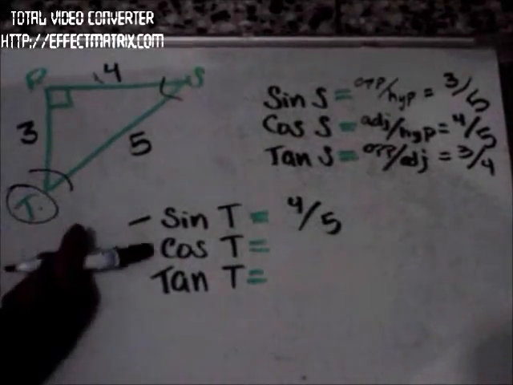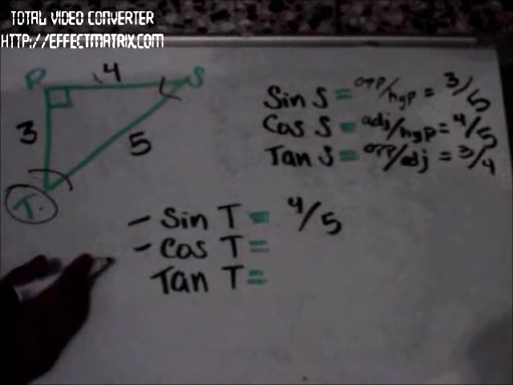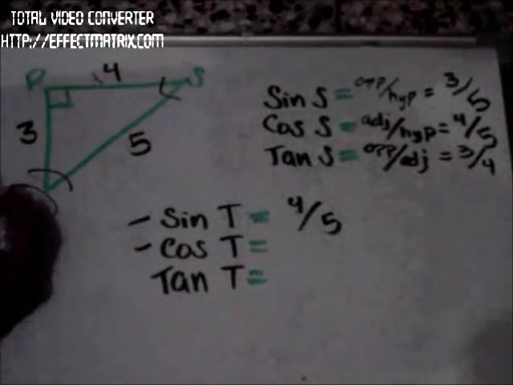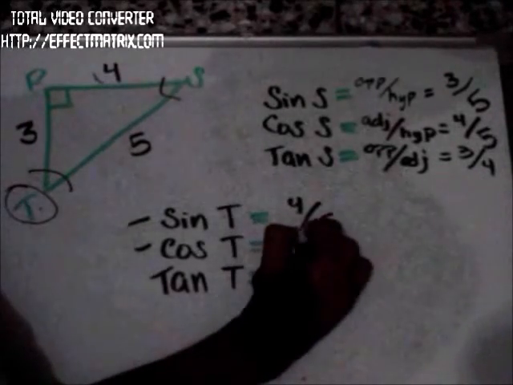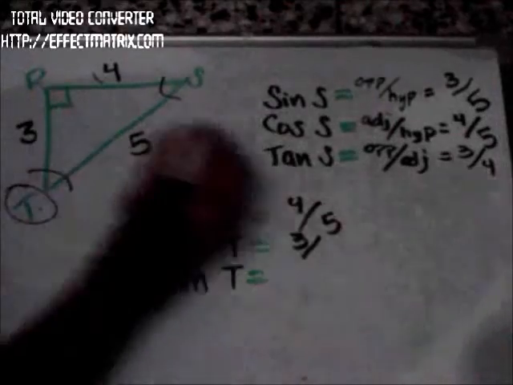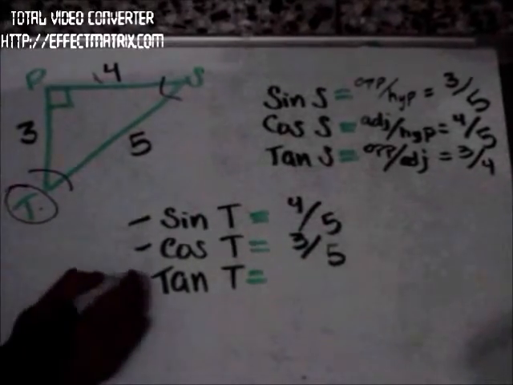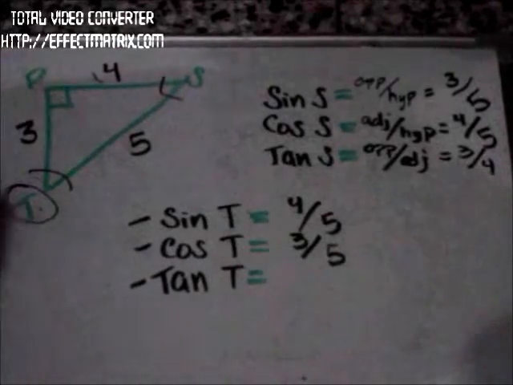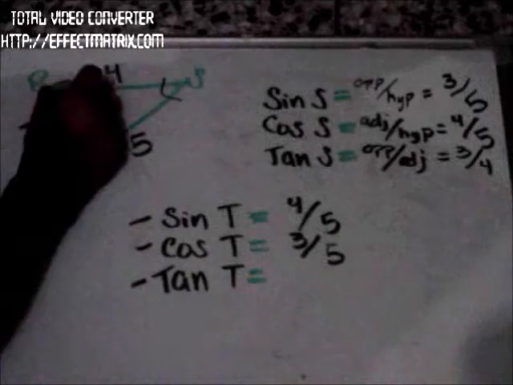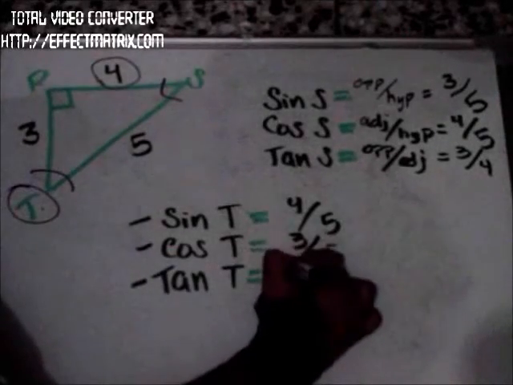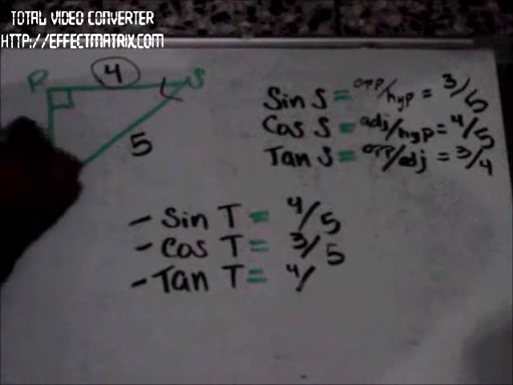The cosine of T is adjacent side over hypotenuse. So the adjacent side of T would be 3 over the hypotenuse 5, and the tangent of T would be the opposite side over the adjacent side. The opposite side of T is 4 and the adjacent side is 3.